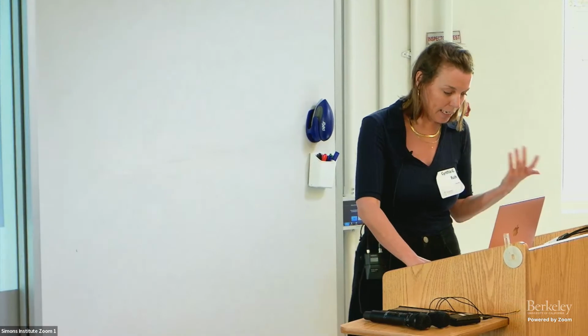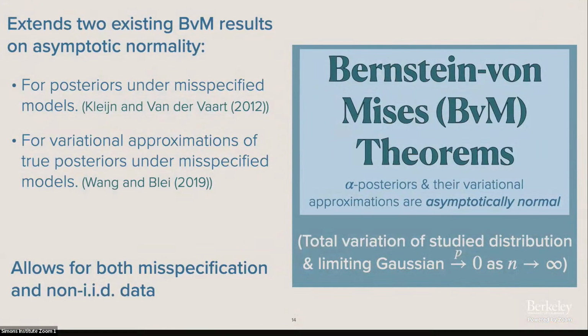Even though we thought that this might be something that exists in the literature, apparently it didn't. So our first test was to look at these sorts of Bernstein-von Mises results for alpha posteriors and their variational approximation. Bernstein-von Mises just means the asymptotic distribution of posteriors. In particular, we extended existing results on asymptotic normality of posterior distributions and variational approximations under misspecification.